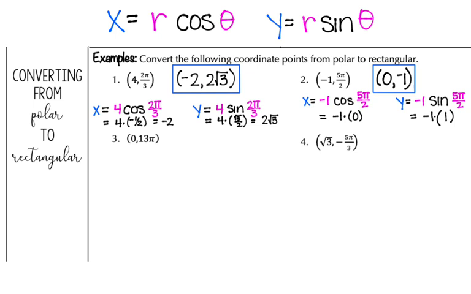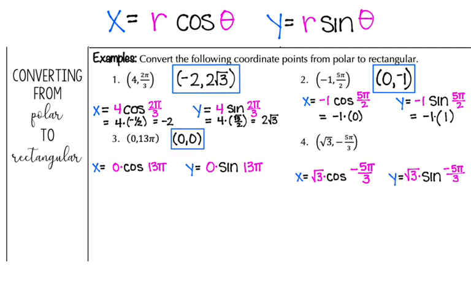Okay, the hope is that you have now paused the video, you've done problems 3 and 4, and we're checking your answers. For problem number 3, we plug in 0 and 13 pi for our r and theta. Evaluate, and we get 0, 0. We plug in root 3 and -5 pi over 3 for the r and theta for problem number 4. Evaluate, and we get root 3 over 2 comma 3 halves.